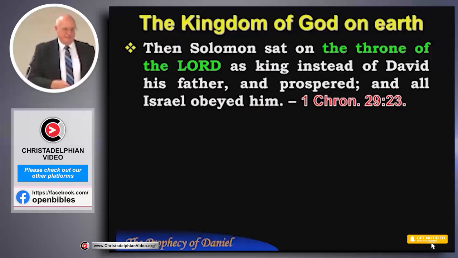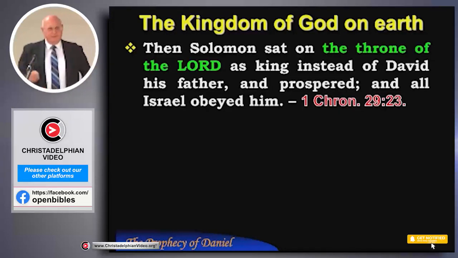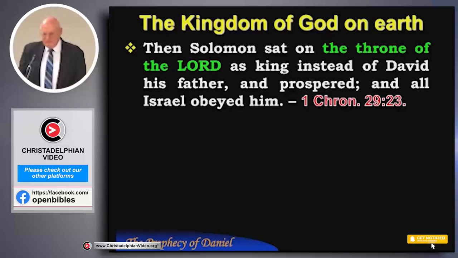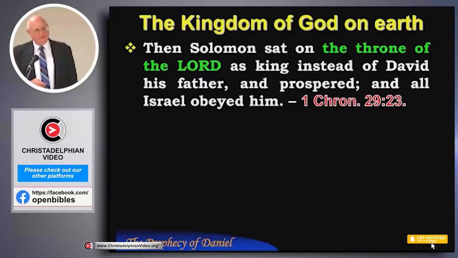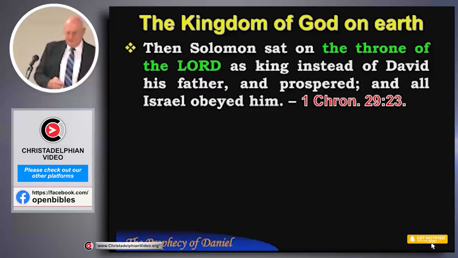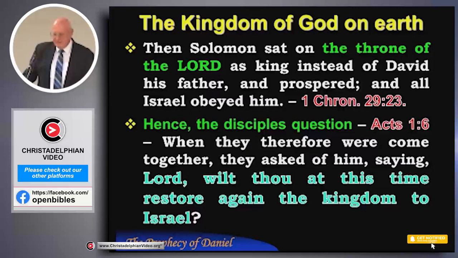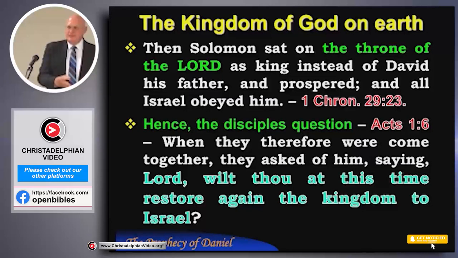So let's just step back and review the kingdom of God on earth. We know when the kingdom of men was established, that was established by Nimrod. But what about the kingdom of God? Well, we know this in 1 Chronicles 29, verse 23, that Solomon sat on the throne of Yahweh as king instead of David his father and prospered, and all Israel obeyed him. You get that again in chapter 28 that precedes it. Hence the disciples asked our Lord Jesus Christ just before he was taken away into heaven by the angels in Acts chapter 1 verse 6, when they therefore were come together, they asked of him saying, Lord, wilt thou at this time restore again the kingdom to Israel? In other words, it had existed. It was no longer in existence, and they wanted to see its restoration. And he said, of course, the time will eventually come.